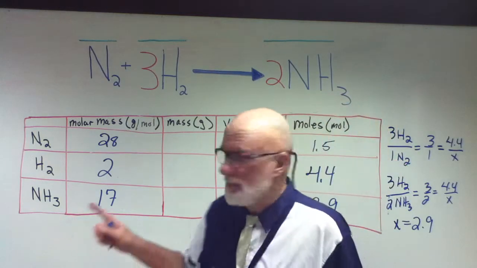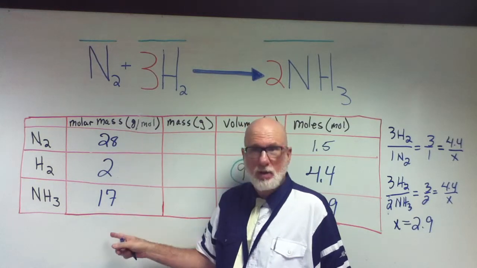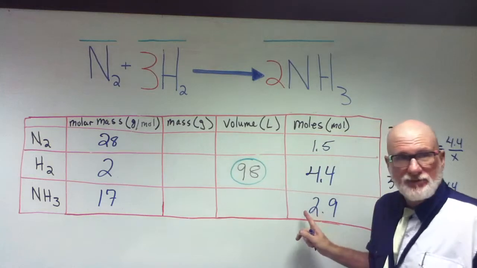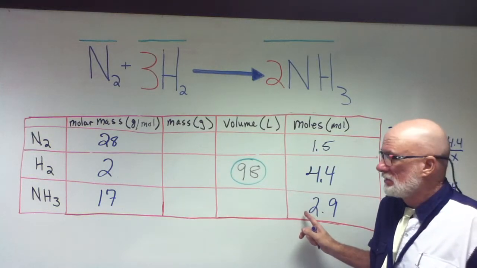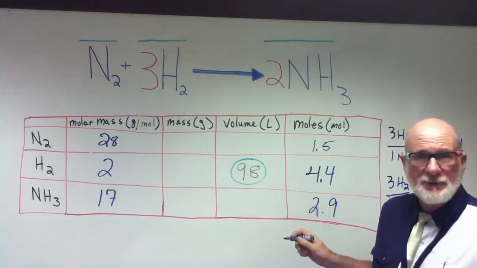Okay. So it's going to be the mass per mole, right? So this is the mass in 1 mole. So if 1 mole is 17 grams, what's the mass of 2.9 moles? 49.3. What'd you say? 49.3?